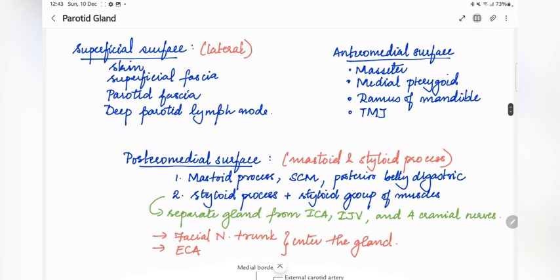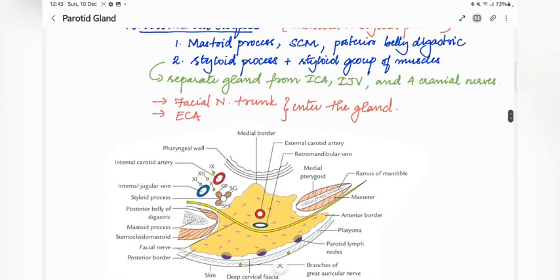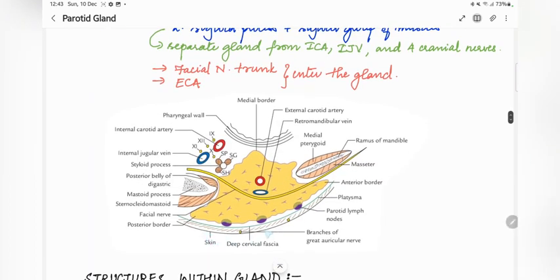Now talking about each of the surfaces. First, let's talk about the superficial surface. It's the largest of the four surfaces and it is covered from superficial to deep by the skin. Then we have the superficial fascia. Then we have the deep fascia, and along with that we have the deep parotid lymph nodes.